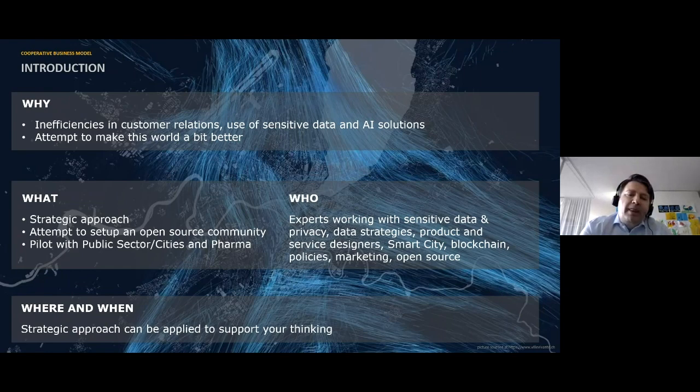That strategic approach would be relevant for experts working with sensitive data, privacy, data strategies, product and service designers, smart city, blockchain experts, policymakers, as well as marketing experts and open source participants. You can apply that strategic approach to support your daily thinking, whether you're working on product design or strategy, basically for data or privacy.